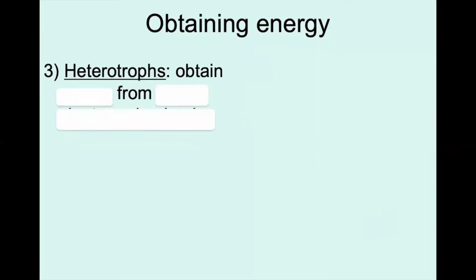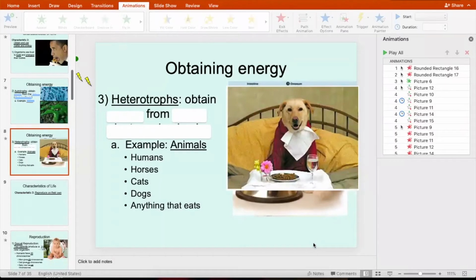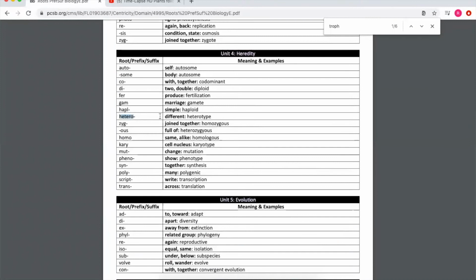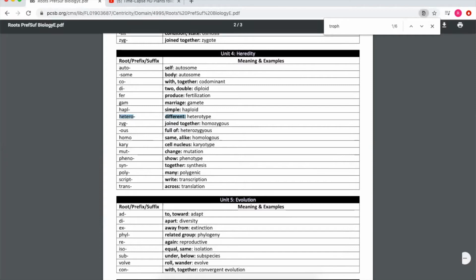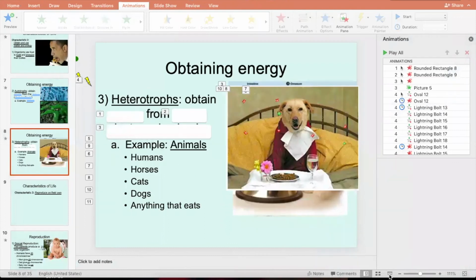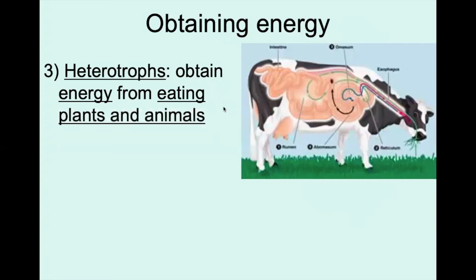Heterotrophs now. Autotroph was self-nourished, meaning it made its own food. Heterotroph, if we go back to my list to see if we can find hetero. Hetero means different. So different nourishment. It can't make its own. It needs to go find different organisms, eat them, and take their nourishment. And ladies and gentlemen, that sounds like stealing. That sounds like murder. That's actually just what you do. You eat things. So heterotrophs obtain energy from eating plants and animals, right?